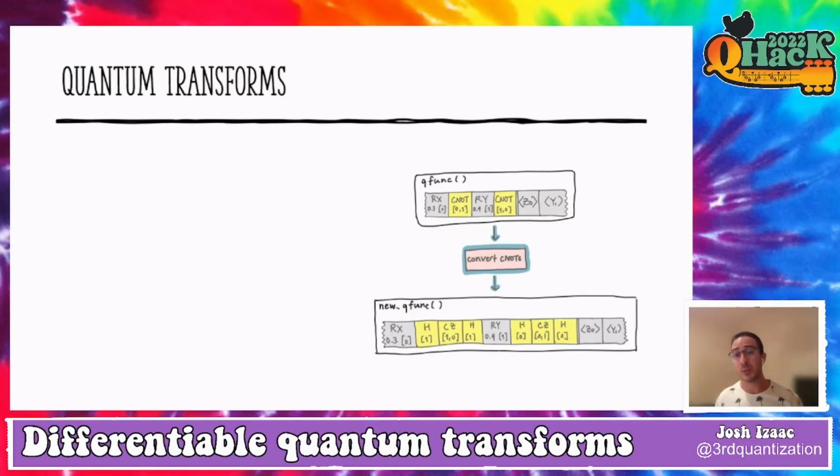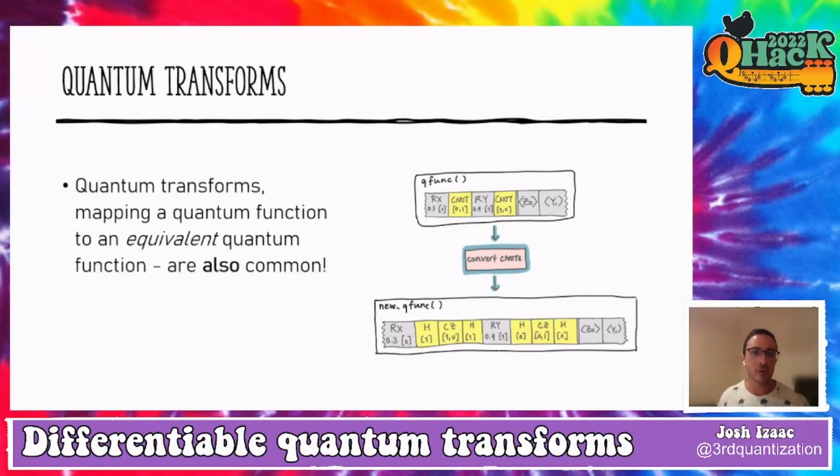So quantum transforms are actually quite common. You just might not have heard them described by that particular name. A quantum transform, like a functional transform we just looked at, simply maps a quantum function to another quantum function. And this is very common when you realize that this is simply the same thing as quantum compilation or quantum transpilation. In this particular example, we have one quantum function, and we're applying a quantum transform that converts the C0 to another representation. Here it converts the C0 to Hadamard, CZ, and then another Hadamard, and we get a new quantum function out of that.